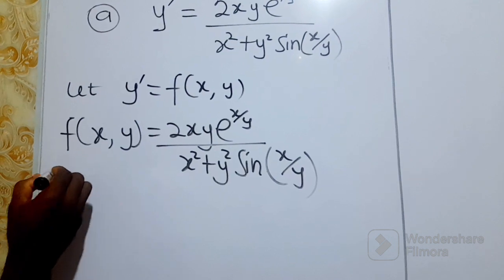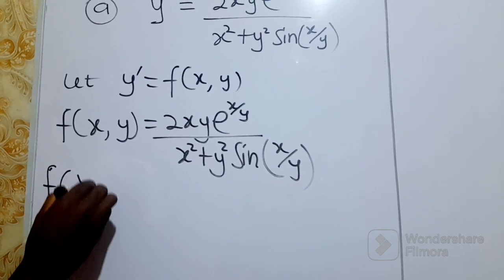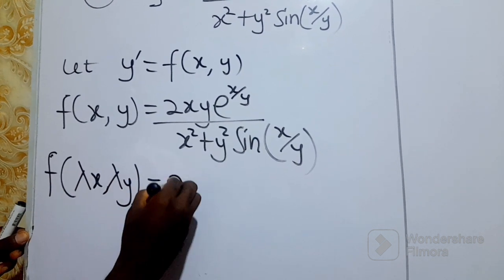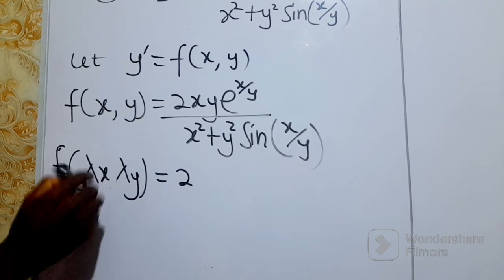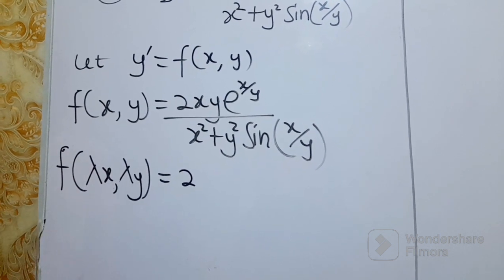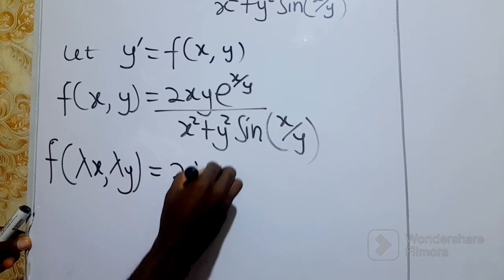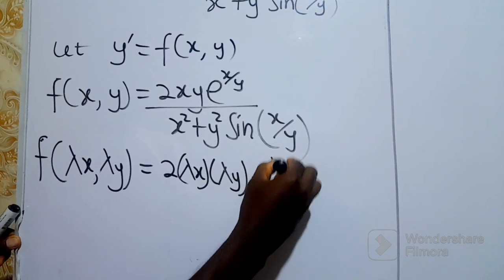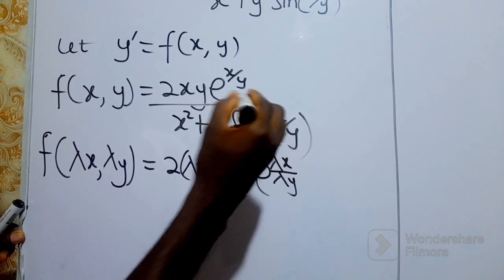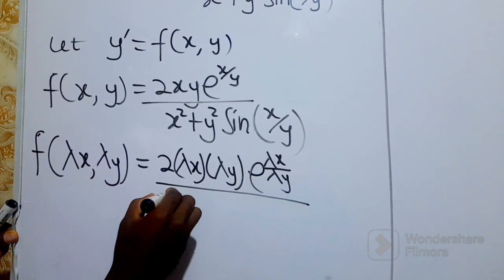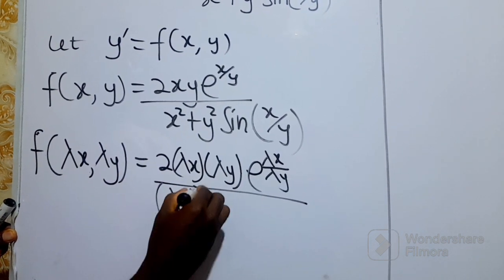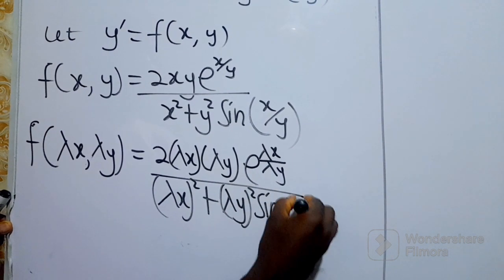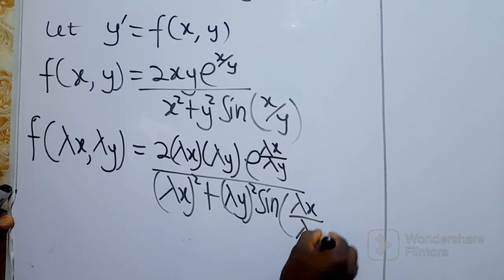So we introduce a parameter lambda. So we say f of lambda x comma lambda y. So this will be equal to 2. That means any place we see x now, we substitute lambda x. And any place we see y, we substitute lambda y. So we have 2 lambda x times lambda y e exponent lambda x over lambda y. I hope you get that. All over lambda x all squared plus lambda y all squared sine bracket lambda x over lambda y.